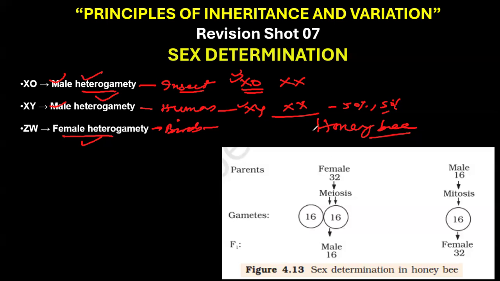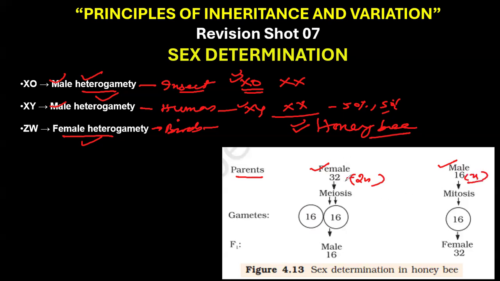Now let us talk about honeybee. Honeybee can be asked. Honeybee is very important. In honeybee, this is a special case. The parent may be female or it may be male. These females are developed by fertilization itself. Fertilization happens between male and female. That's why you have two sets of chromosomes over here, 2n. This is a diploid set. Haploid set is 16.